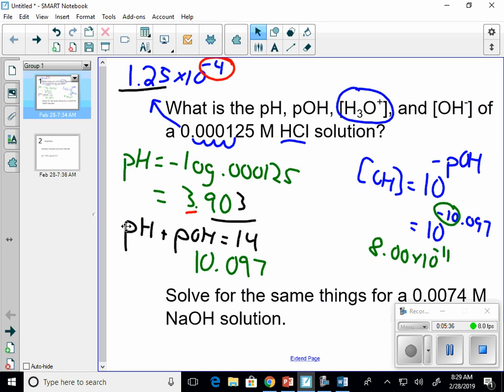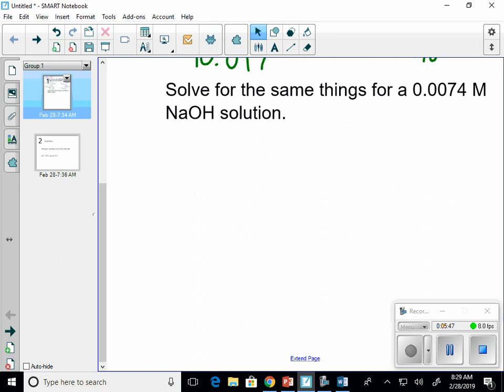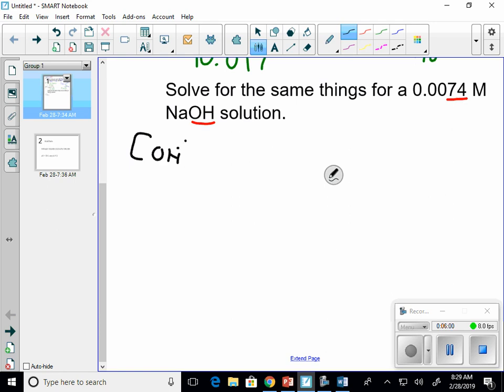Is there a question on any of this first problem? And there are 2 things different if I extend the page to go over the second problem. One is I only gave you 2 digits of significance. The second is it's a base. So in other words, I already know my hydroxide concentration. And for the sake of helping me out with sig digs, I'm going to rewrite that in scientific notation. 7.4 times 10 to the negative third is my hydroxide concentration.